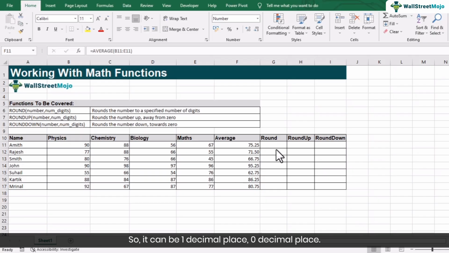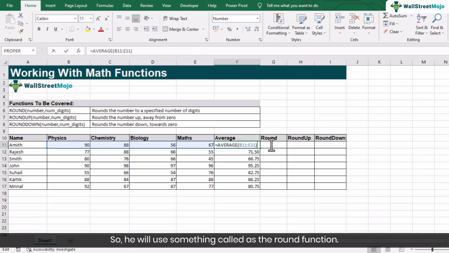Now, the professor wants to round up the marks to the nearest decimal place. So it can be 1 decimal place, 0 decimal place. Suppose he wants to round to the 0th decimal place. That means he doesn't want any number after the decimal. So he wants just the whole number part of it. So how will he go about it?